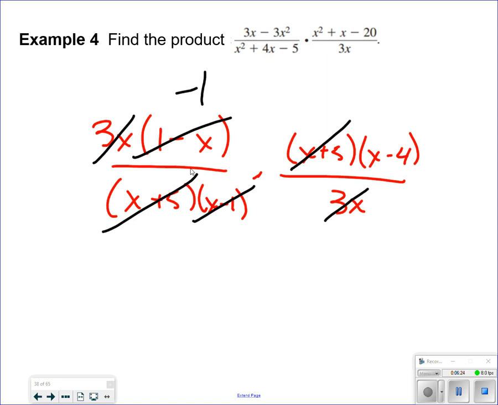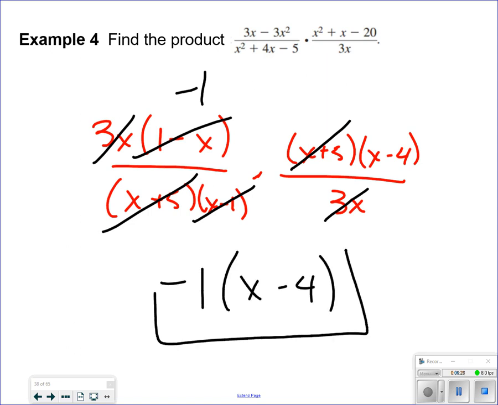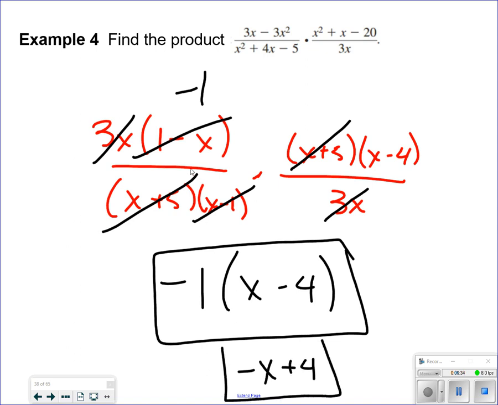Just read what's left. I have a negative 1, I have an x minus 4, and I have nothing left on the bottom. Now, if you wanted to go ahead and distribute it out, you can, but you do not need to. Leave things in your factored form is fine.